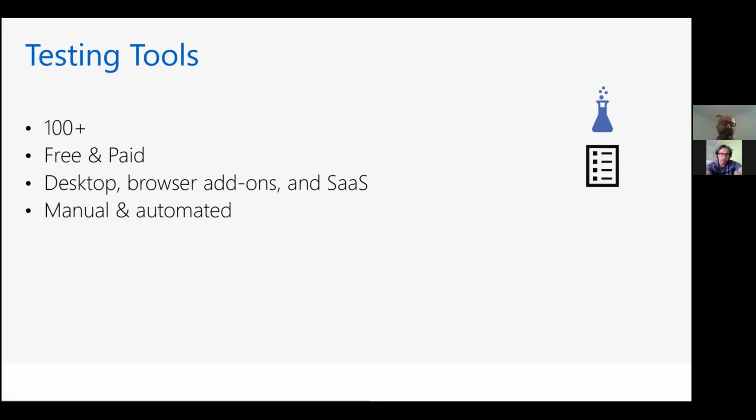Testing tools are very important when we are dealing with accessibility, because by using a testing tool we find where we are lacking, or which guidelines a project, website, or application is not following. In a nutshell, there are more than 100 tools available, but not all of them are commercial. Some are free, and they come in different varieties. Some are browser add-ons, some are available as software as a service, and there are of course manual and automated tools too.